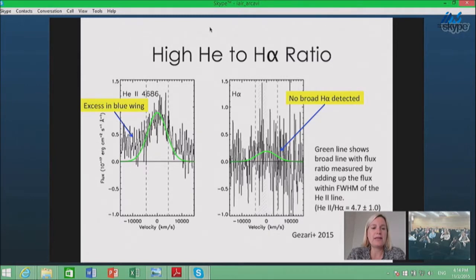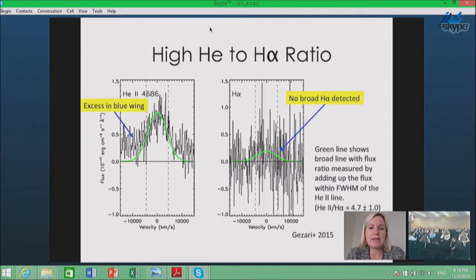One neat thing is you do see some excess in the blue wing of the line, but even more interesting is the fact that when we look over at the velocity region near H-alpha, we really don't see anything. Now, I've hashed a region with red dots of where the telluric band correction is, so where you have to be a little bit cautious. But we really don't see a line.